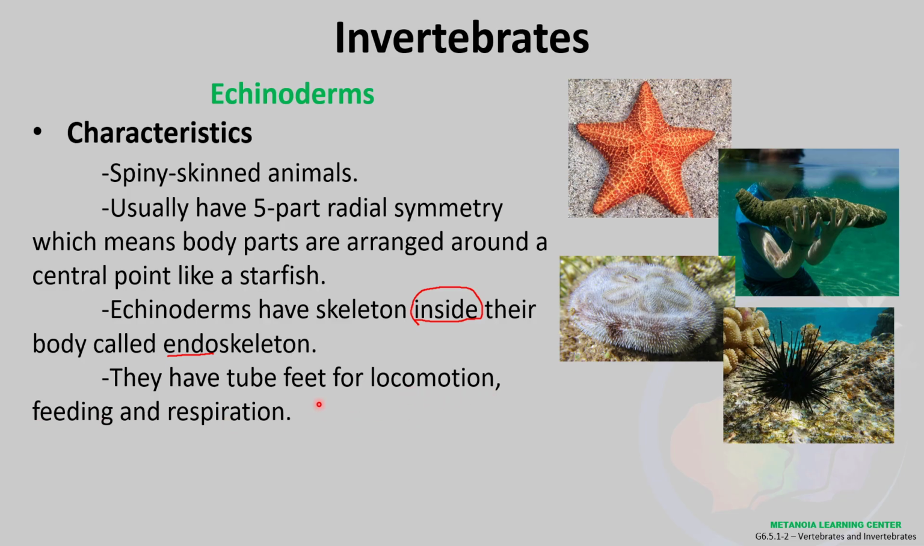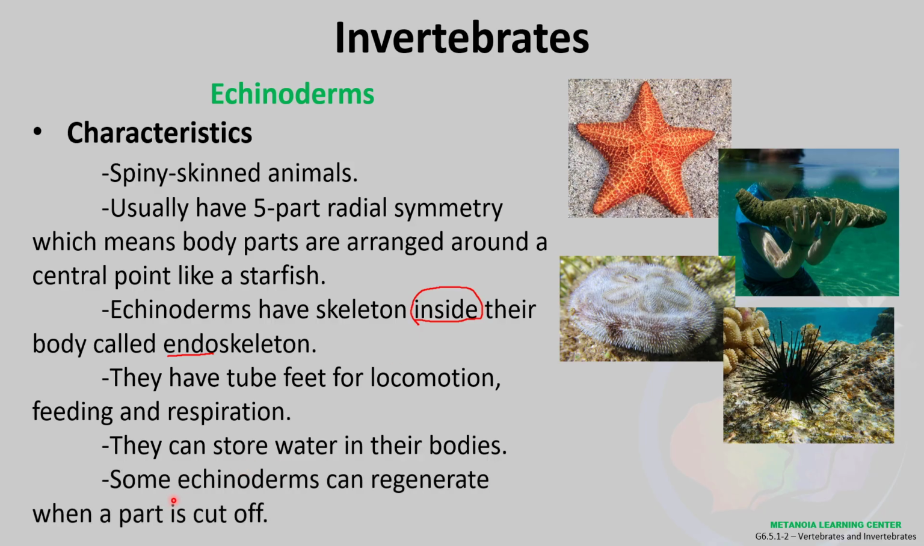Feeding and respiration. So actually their behavior is quite similar to cells. They behave like they have these characteristics like cells. Okay. They can store water in their bodies. Some echinoderms can regenerate when a part is cut off. So suppose a part of this starfish is removed, it will somehow grow back. It would be nice if we also had that kind of regenerating ability.